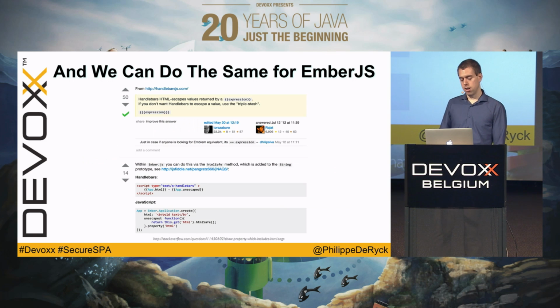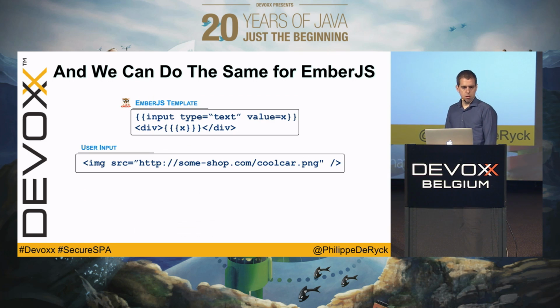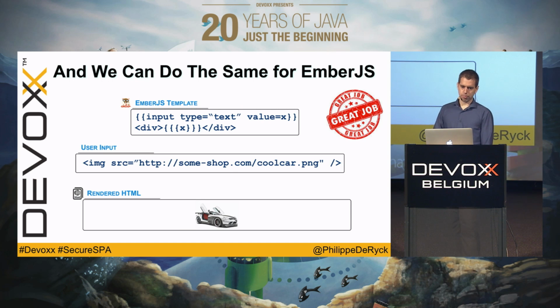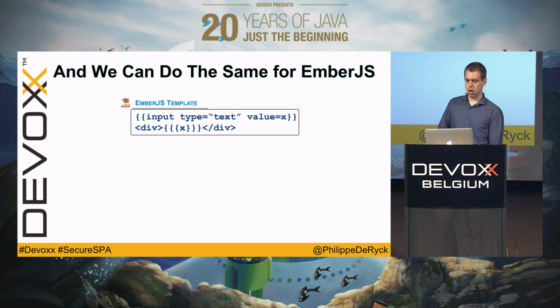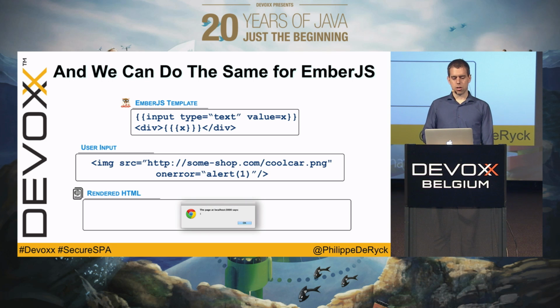Great. Again, we start looking for a solution, of course. We again find a wonderful Stack Overflow post suggesting we need to use triple stashes instead of double stashes. Okay, let's see what that does. We use triple stashes, we use the image input, and we have our car. Great. Wonderful. Of course, you may have guessed that we are actually doing the same as we did before, allowing an attacker to inject scripts using triple stashes, because in some way we marked this as raw HTML output.